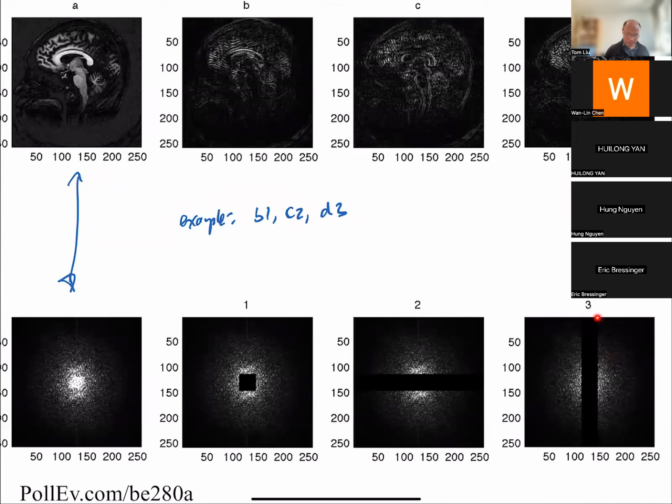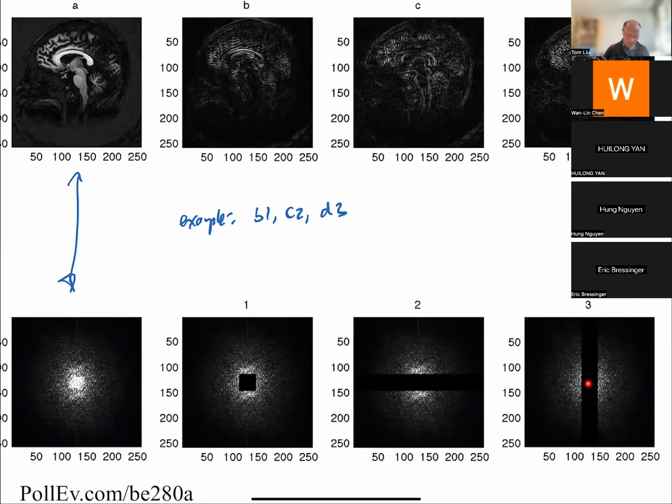Okay, so there's an answer 3. Let's look at that. This has got information here, and there's the answer for 1. In fact, 1 has the most information because here I've only zeroed out the center of K space, and there's information all around here. These both have lost a lot of this information this way and this way and this way and this way.